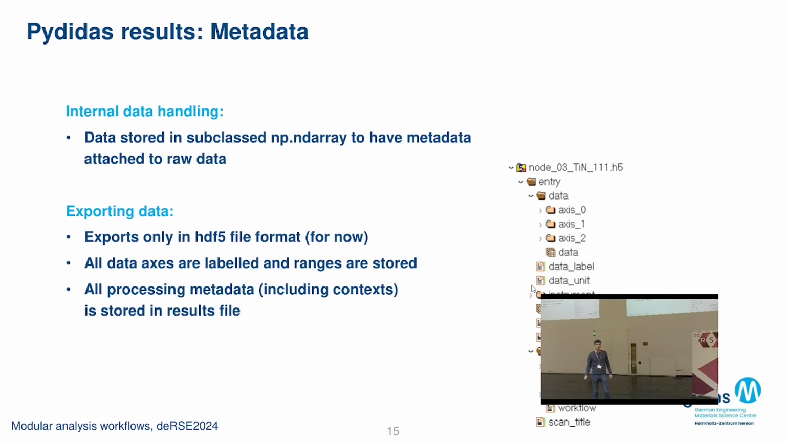And we really have put all the metadata in there with the results. So all the access labels for the data, but also all the processing metadata, including all the contexts, are stored in a file. So every result file you get really has the complete context you need to rerun the exact same workflow, of course, subject to having the raw data available.